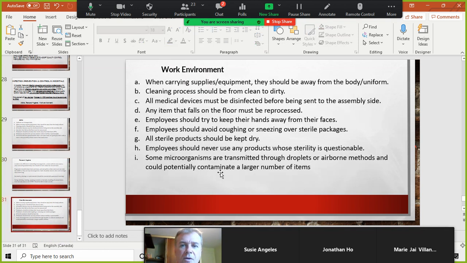Last one there, work environment. And you'll see there's a lot of things here that are the same. But any item that falls on the floor must be reprocessed.